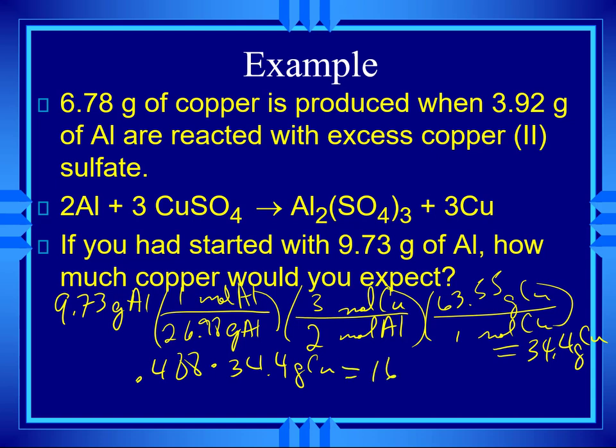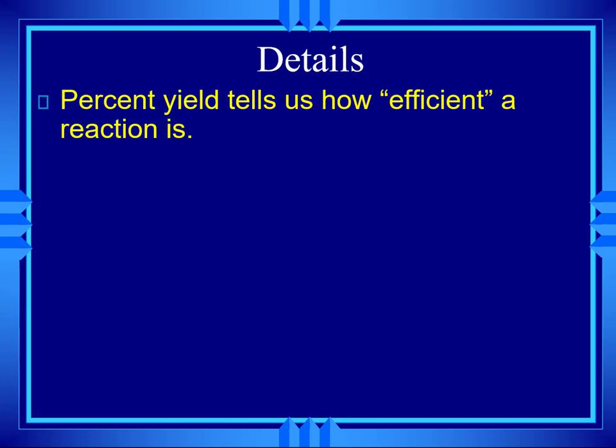Because the way I'm doing it, I'm getting a little less than half of what I'm supposed to. See why I can only expect that much? Because when I did the lab the first time, I only got 48.8%. I can't expect it to suddenly be much better. Okay, so that's the math. There's only one more variation on it. Okay, but details. Percent yield tells us how efficient a reaction is, how well it went.